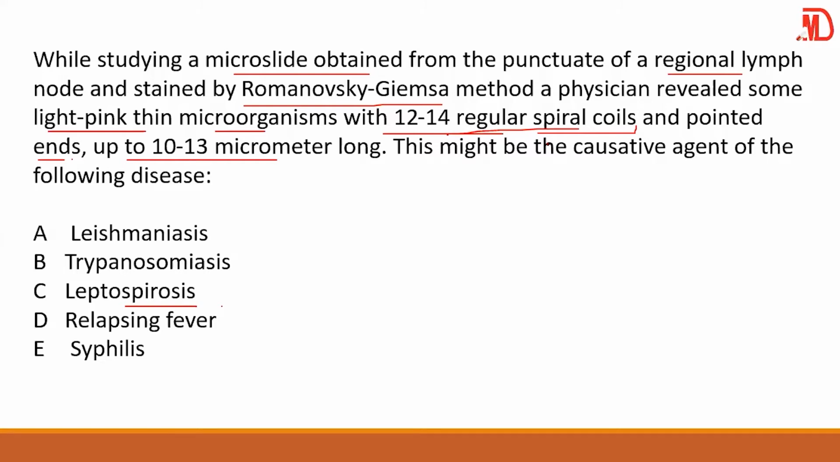So again, put this in your head that even though they are having 12 to 14 regular spiral coils, your answer is still syphilis rather than leptospirosis. So here we'll go in for what? Syphilis. All right.